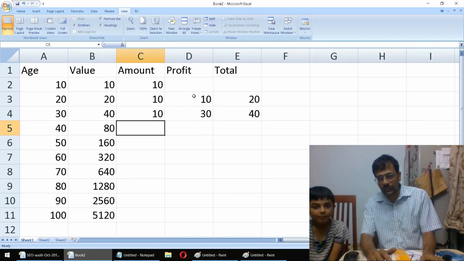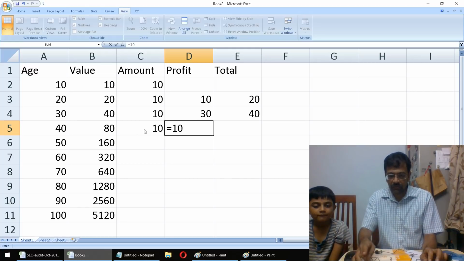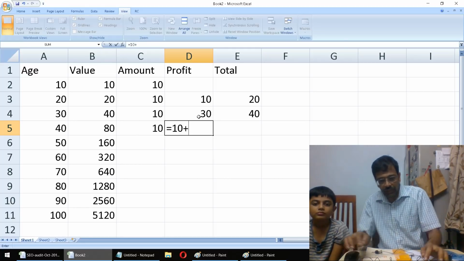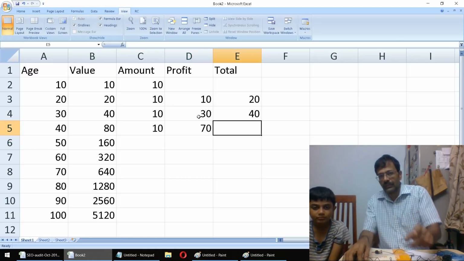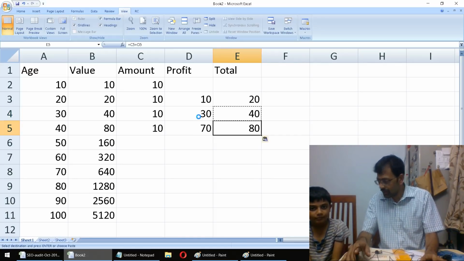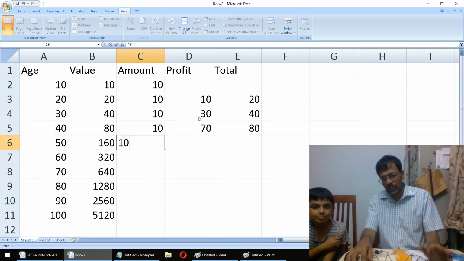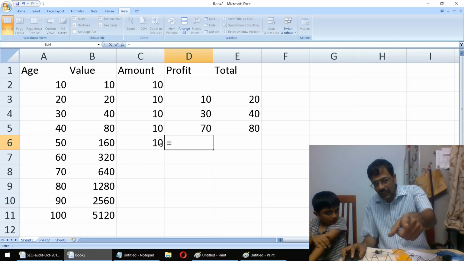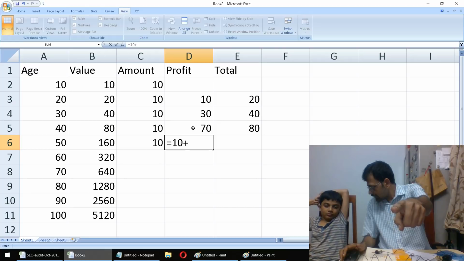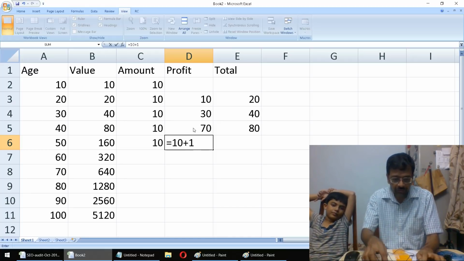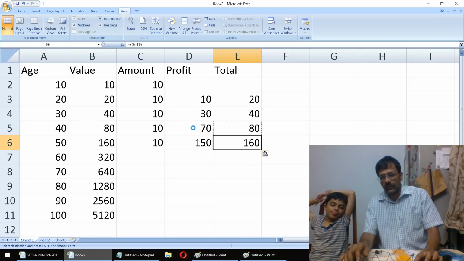One more time. At age 40, this amount remains 10, and the profit that you get on this amount is 10, plus this earlier profit of 30 will double to 60. So that's 60 plus 10 is 70, and this 70 plus 10 is 80. Got it? One more time. At age 50, the amount originally invested is anyway 10, and this 10 gives you a profit of 10, and this 70 doubles, giving you 140. And so 140 plus 10 is 150, and this 150 plus 10 will give you 160.